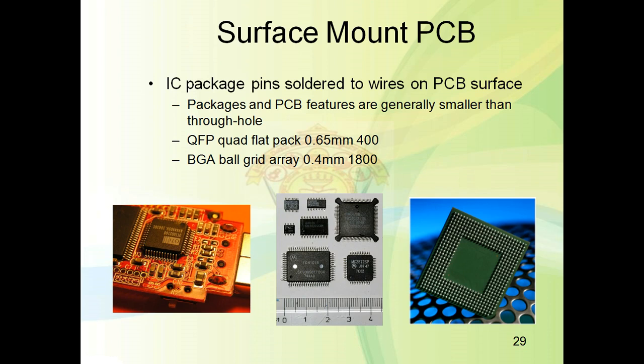So there is another technology, and this technology is called ball grid array technology. Okay, ball grid array. It uses a pin count of around 1800 pins. You can see here the number of pins in a ball grid array is about 1800. And the minimum spacing between the different pins is 0.4 mm.